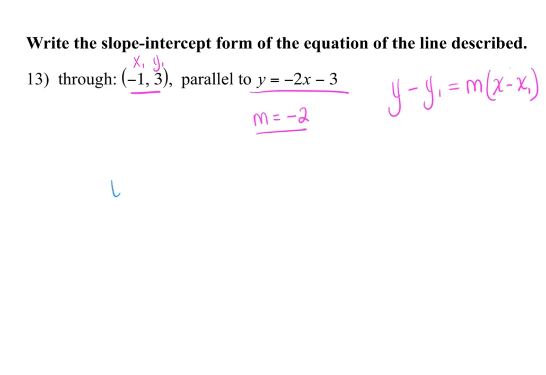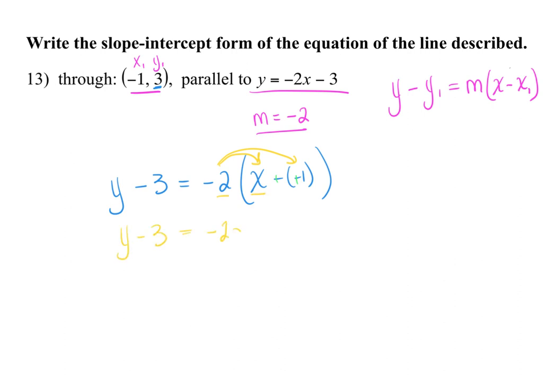So I can say y minus my y value, that's 3, equals m times x minus my x value, which is negative 1. All right, minus a negative is plus a positive. So now I just have to get y by itself, and I'm actually done here. I can distribute that negative 2. So over here I have y minus 3 equals negative 2 times x. That's negative 2x. Negative 2 times 1 is negative 2.